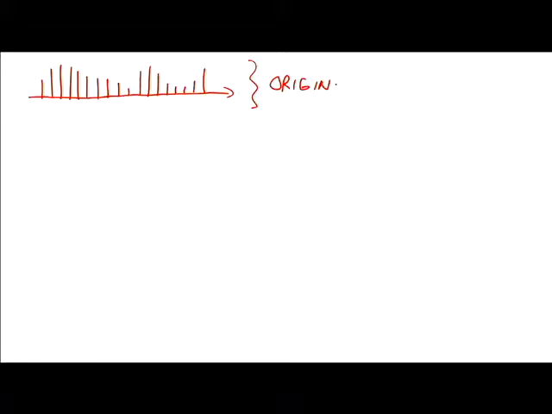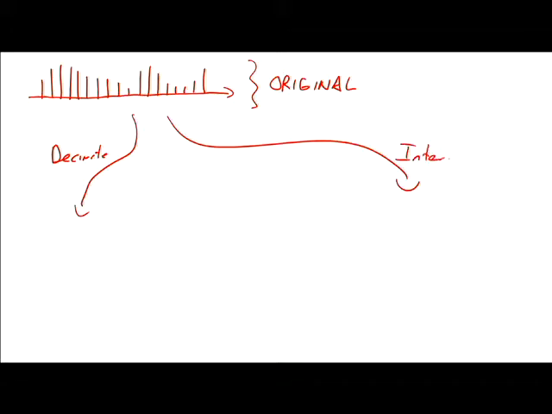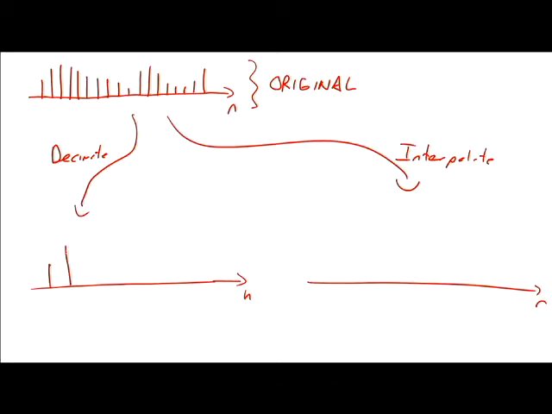So recall, let's say this is our original digital signal. Okay, so that's the original. Suppose I want to decimate, and then here, interpolate. So let's say we decimate by a factor of 2. That means every second sample is chosen. Okay, like that.